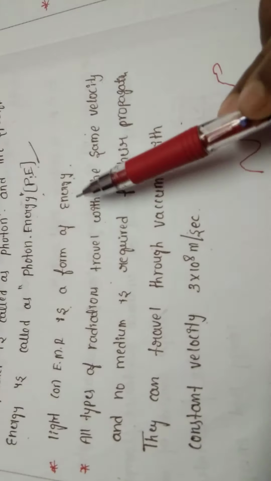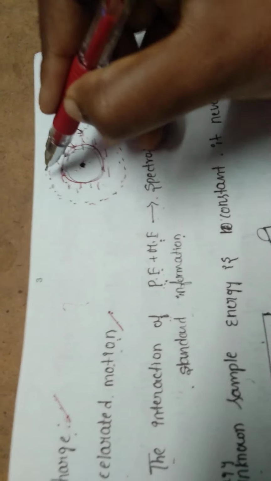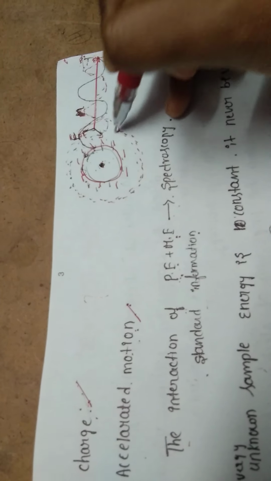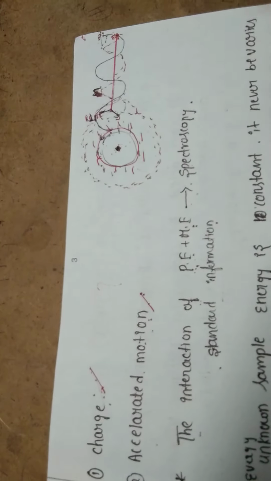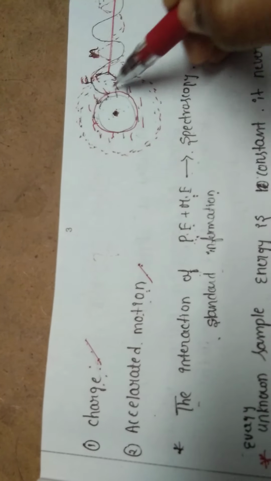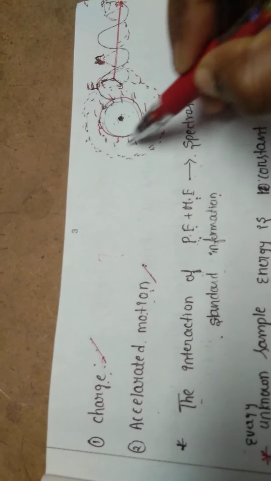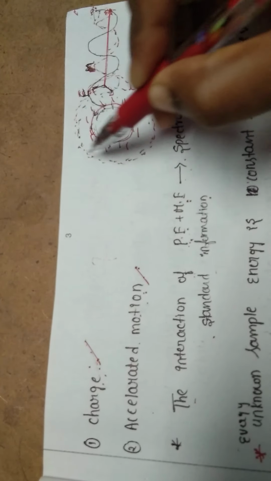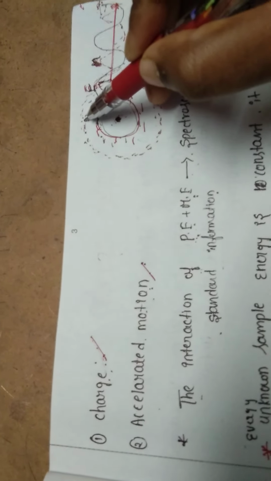Due to the presence of an electric field, a magnetic field is also created automatically. If I take a particle, due to its charge it creates an electric field around the particle, and with the presence of the electric field, a magnetic field is also created automatically. So that is the work done by the charge. Coming to the second factor, that is accelerated motion.